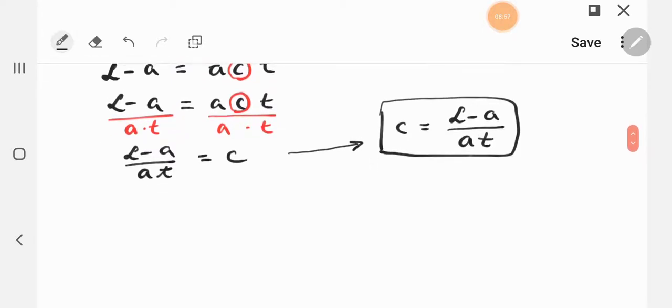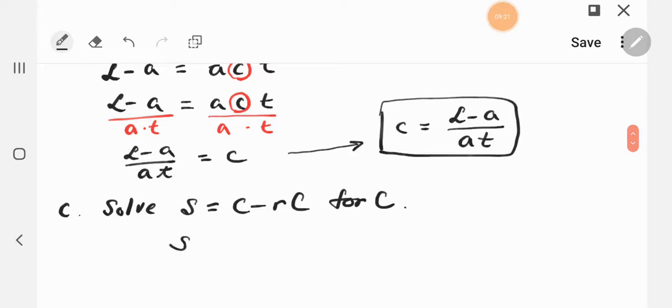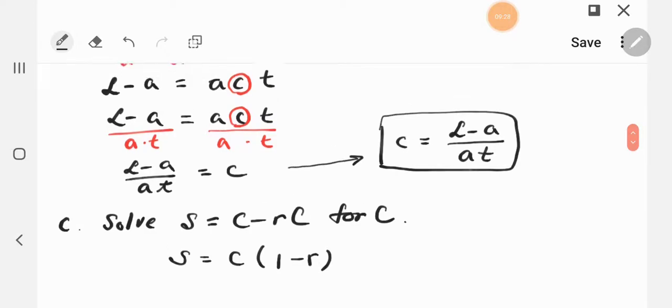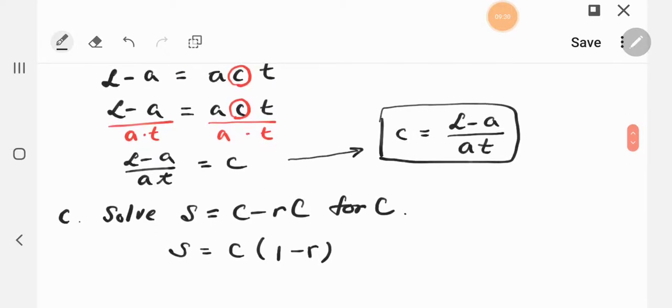Okay, let's try C. Now we want to solve this equation. S is equal to C minus RC. Solve this equation for C. When we solve this for C, there are two terms of C's. So why don't we factor out C? Factor out C because we want to solve for C. So combine the like terms.